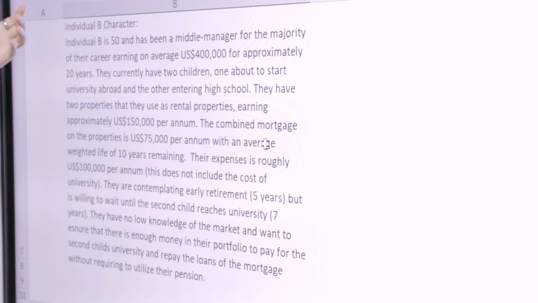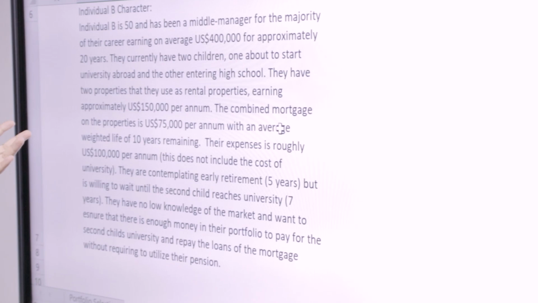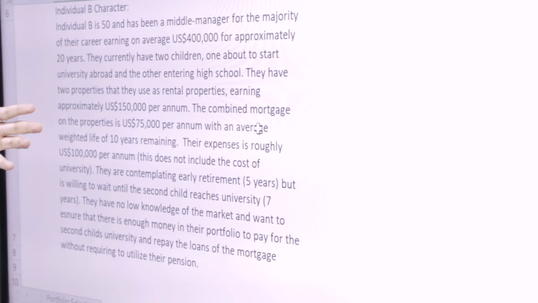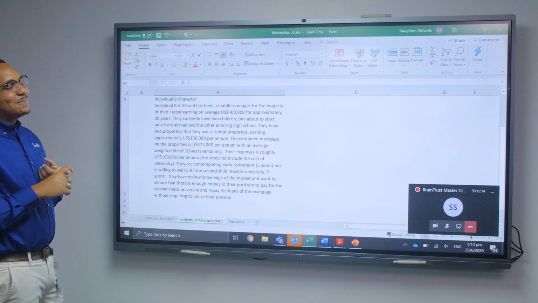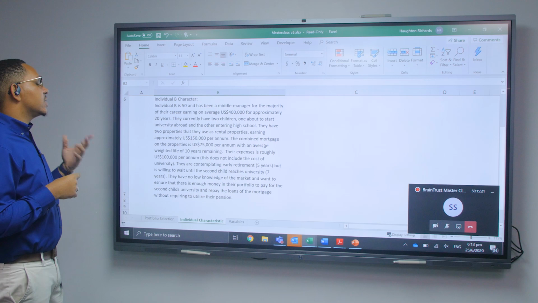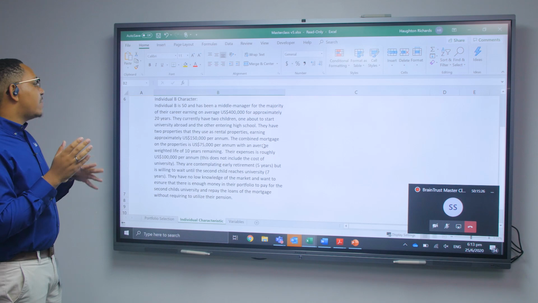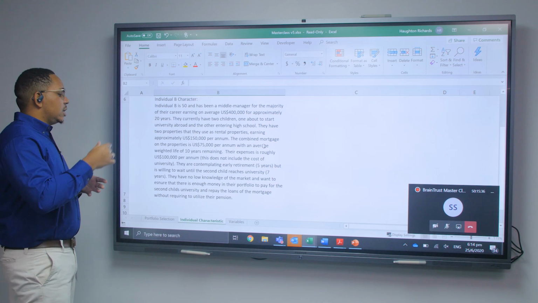Now, individual B is 50 and has been a middle manager for the majority of their career, earning an average of $400,000 for approximately 20 years. On average, meaning they started out lower. Sean is very concerned about my figures. They currently have 2 children, one about to start university abroad and the other entering high school. They have 2 properties that they use as rental properties, earning approximately $150 per annum US. The combined mortgage of the properties is $75 per annum with an average weighted life of 10 years remaining. Their expenses are roughly US$10,000 per annum, and this does not include the cost of university.